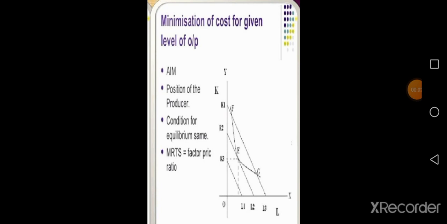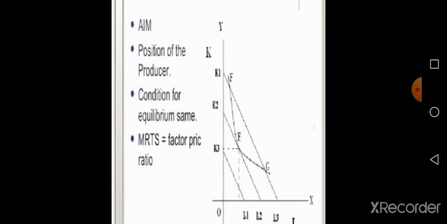In this isocost, this is the minimization of cost for a given level of output. That is the condition for equilibrium: MRTS is equal to the factor price ratio. This is the minimization of cost for a given level of output.